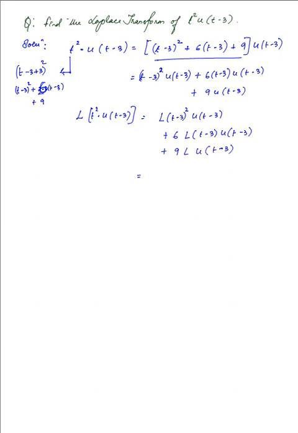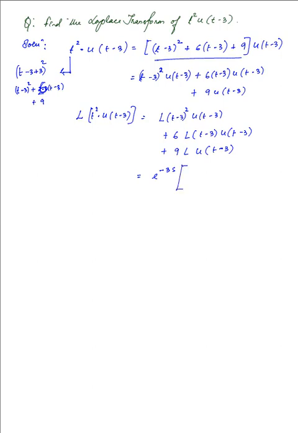Now, as per the rules that we have studied, for t minus 3 we will be getting e raised to the power minus 3s, following the shifting theorem that we have studied, that is e raised to the power minus as. So instead of a, we have 3 over here, so e raised to the power minus 3s.